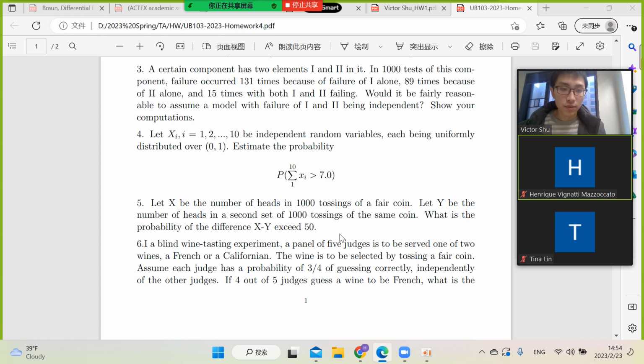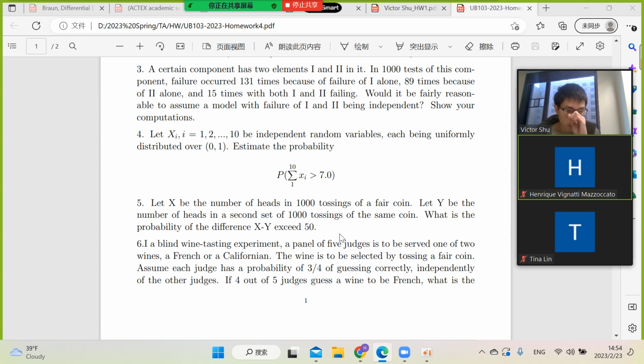And I think from your class you learned the standard deviation of this binomial distribution is simply the square root of NPQ. The square root of 1000 times a half times a half. That's your standard deviation. And you square that to have your variance.